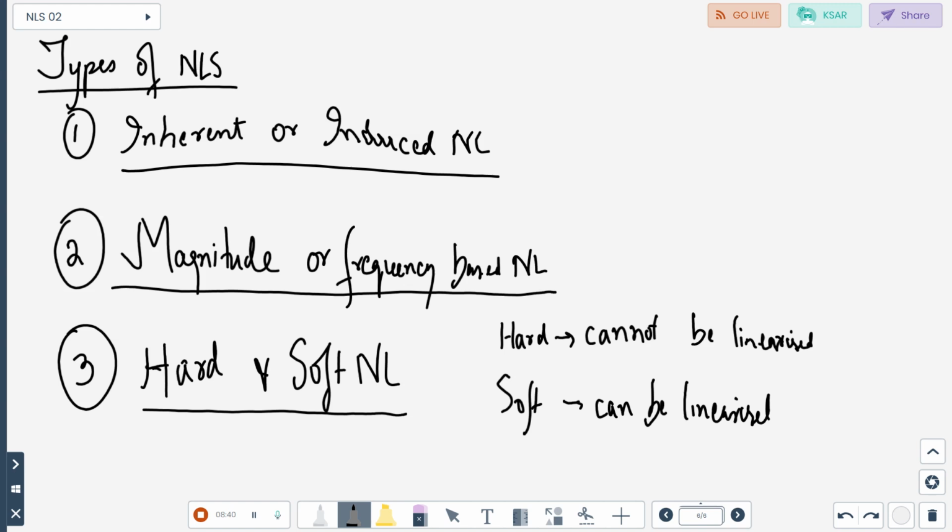So these are types of nonlinearities based upon different properties and characteristics of nonlinear systems. We can classify them into these three different groups, and you can have other classifications, but these are some commonly occurring classifications. And among these, what we are going to be focusing on is the hard and soft nonlinearities.